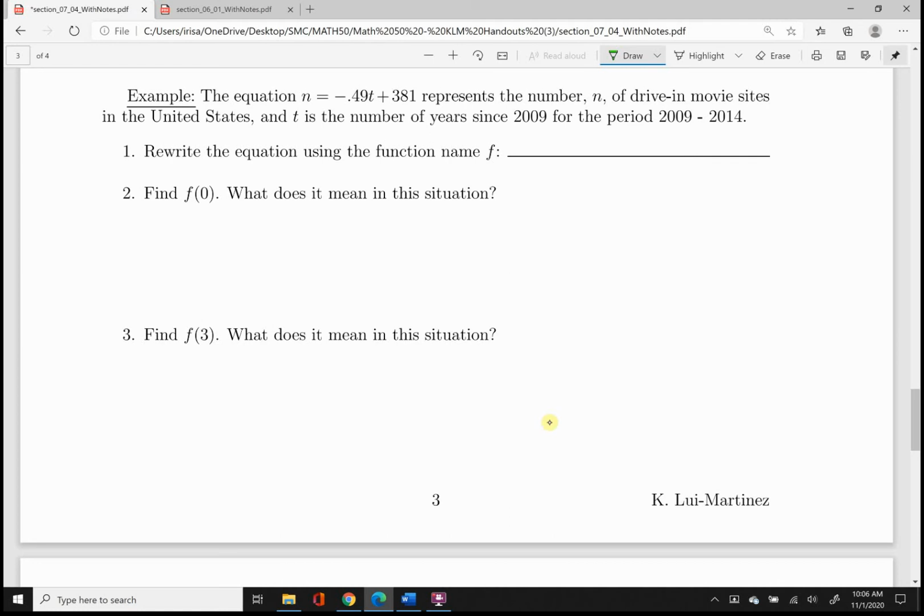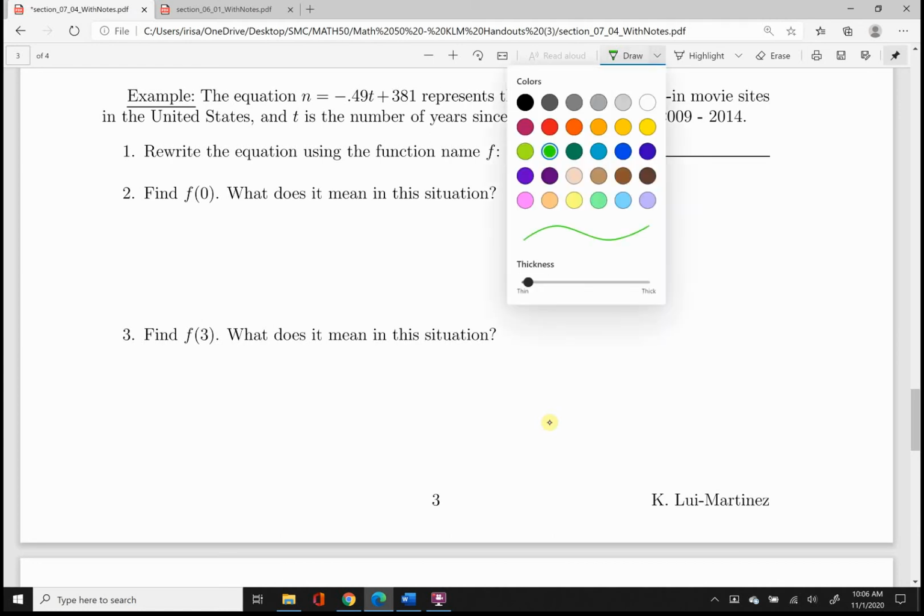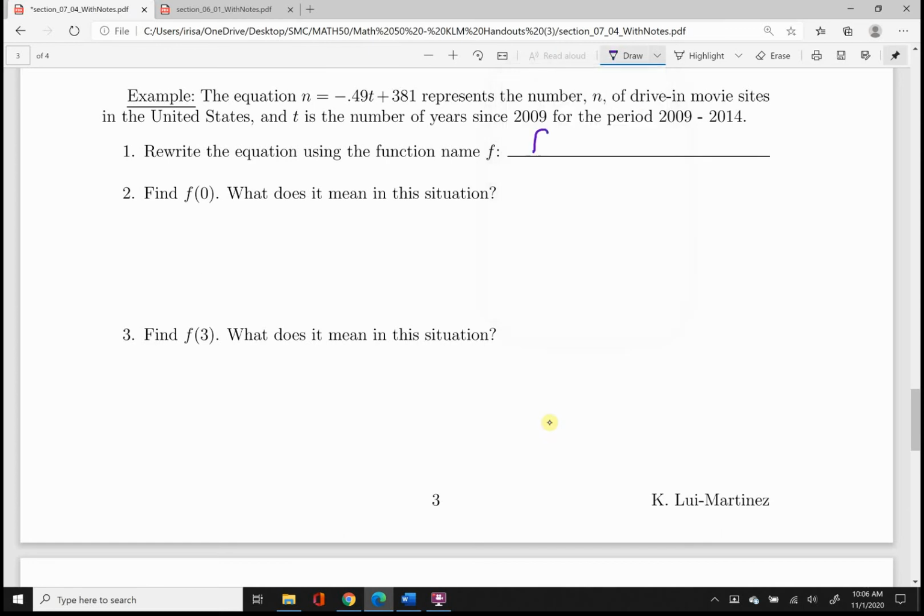We just want to rewrite the equation using the function name f. So we're going to use f, let's use this purple color, as the function name, and the variable in play for the function itself is t. So this is going to be f of t equals, and then copy down exactly what you see there. Negative 0.49 t plus 381.